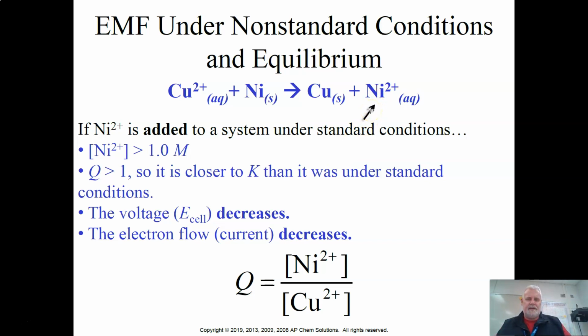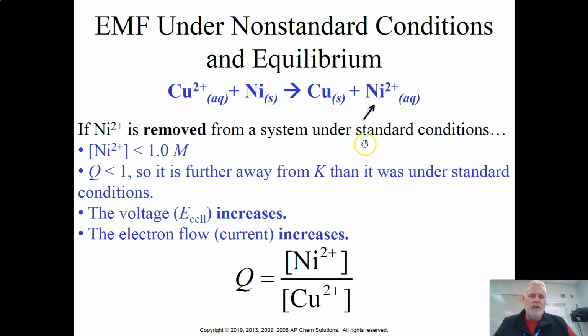What you do want to do is remove one of the products to drive that forward reaction, making the concentration of the nickel less than 1 molar, and it'll increase that forward flow, which will give an increase in your E0 of the cell, and you wouldn't really call it E0 of the cell because it's not at standard condition anymore, so just E cell, and then the electron flow also increases at that point.